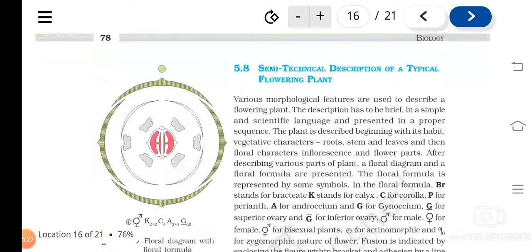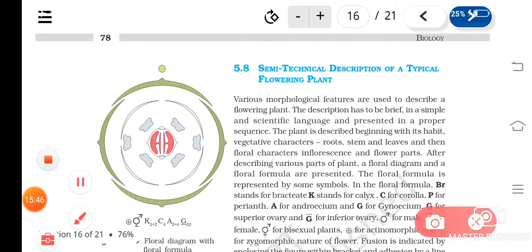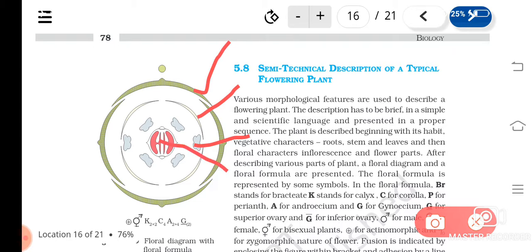So this much we have studied about the seeds. Then I have explained to you the semi-technical description of a typical flower, isn't it? So in that I have told you that you can use both floral formula and floral diagram to explain the characteristics of a flower or a plant, understood? And here this is representing the sepal in a floral diagram, and this is the petal, anther, and the ovary.